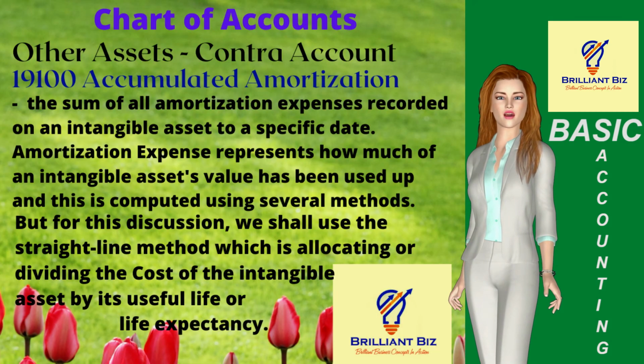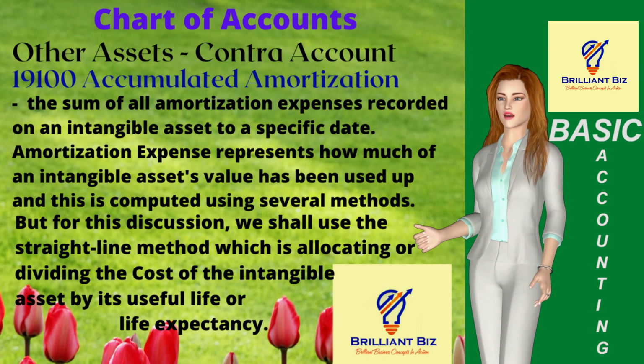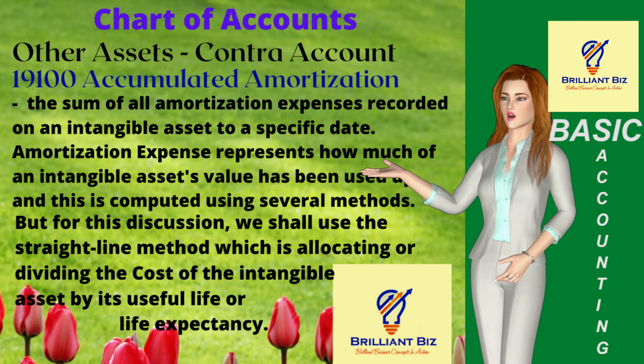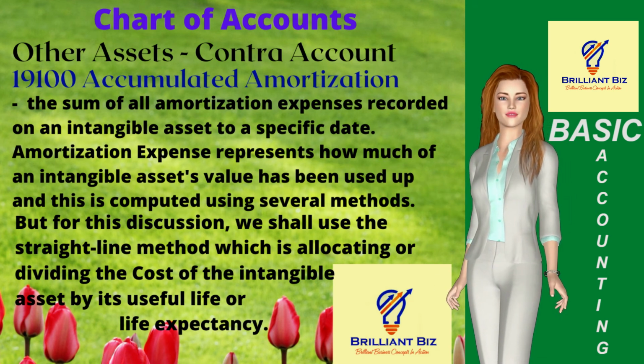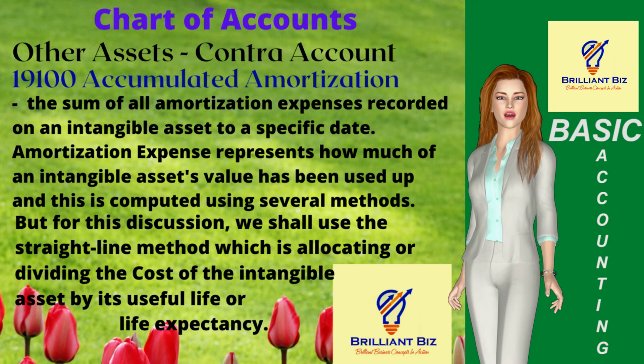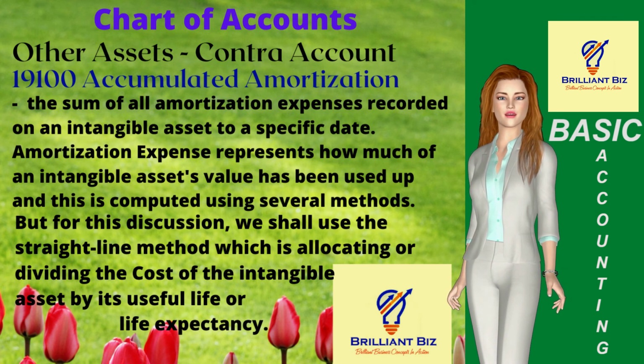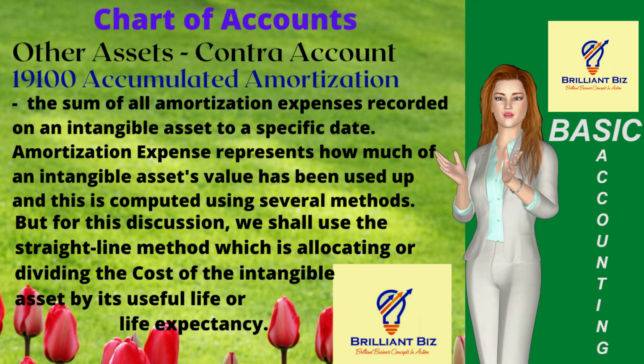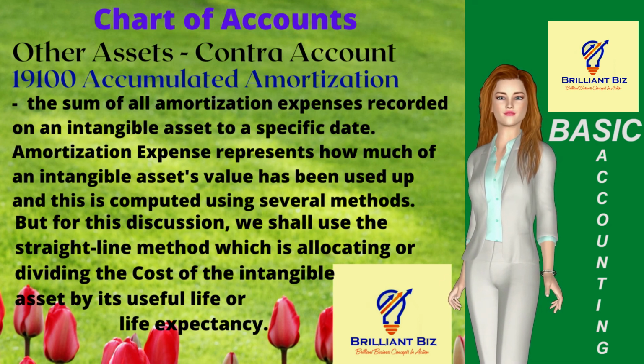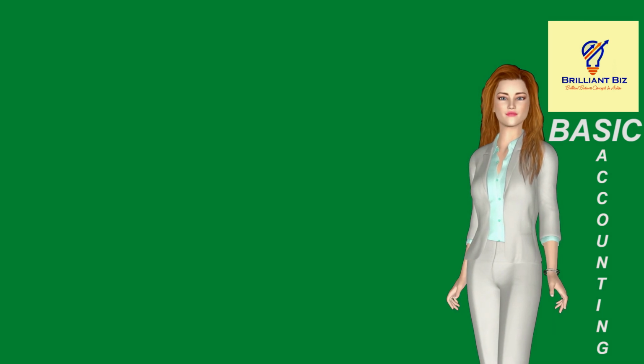13. Accumulated amortization. This refers to the sum of all amortization expenses recorded on an intangible asset to a specific date. Amortization expense represents how much of an intangible asset's value has been used up, and this is computed using several methods. But for this discussion, we shall use the straight line method, which is allocating or dividing the cost of the intangible asset by its useful life or life expectancy.